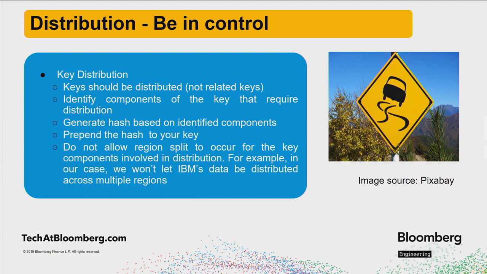You identify what are the key components, what components of the key you want the distribution for, right? And you use a split policy in HBase so that the distribution does not occur for that component. For example, in our case, we won't let IBM's data go in more than one region. So all data is in one node or one region.